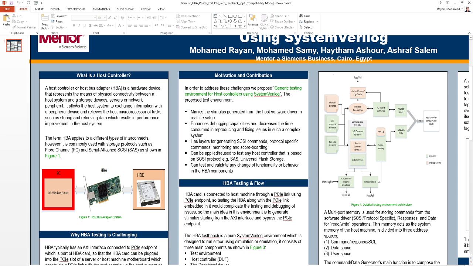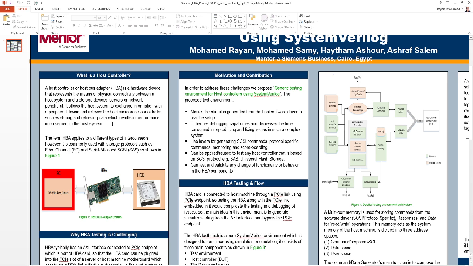A host controller is sometimes called a host bus adapter, a host controller card, or host bus adapter card. It is a hardware device that is connected between the host system and the storage device. Its main functionality is to connect the storage devices with the host system and to exchange information with any peripheral device, relieving the host microprocessor of the tasks of storing and retrieving data, which improves the performance of the host system.